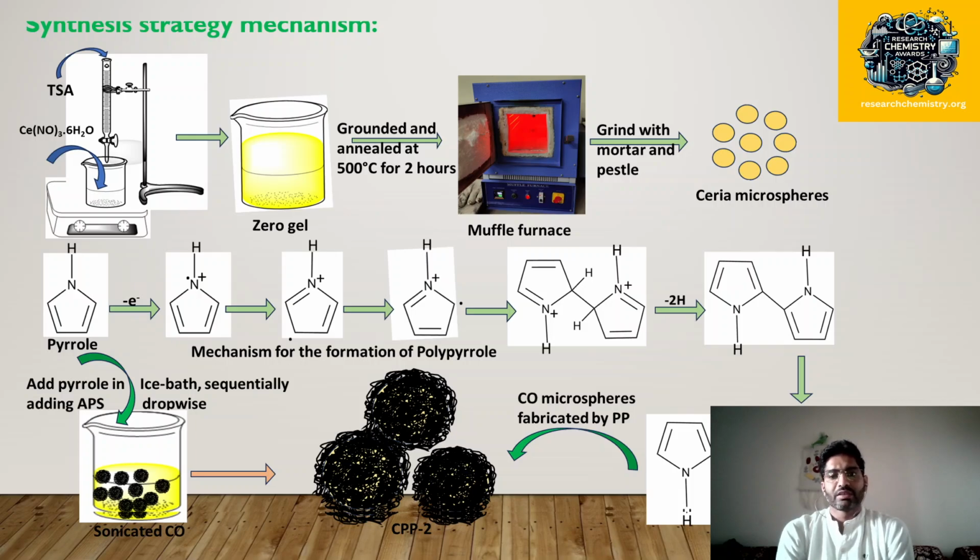Similarly, ceria particles are sonicated in water containing 0.1 molar HCl solution, and after that pyrrole is added dropwise to it. Further, ammonium persulfate as an oxidizing agent is added to it, which oxidizes pyrrole to polypyrrole, and the polypyrrole sets up around the ceria particles, encapsulating them, so a layer of polypyrrole has been set up around them, as can be observed in the synthesis strategy mechanism.